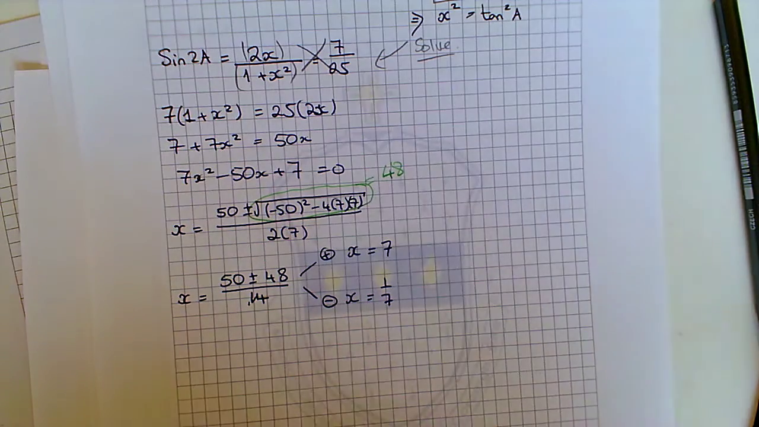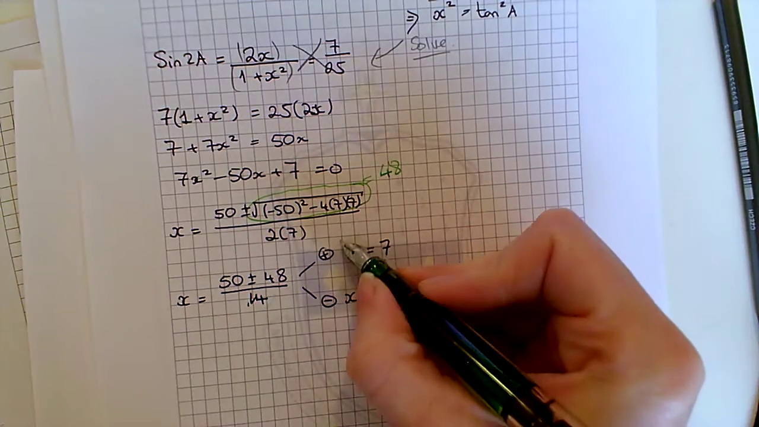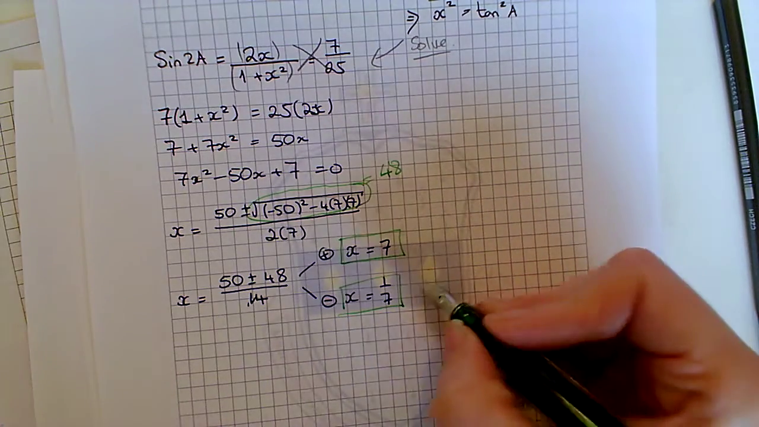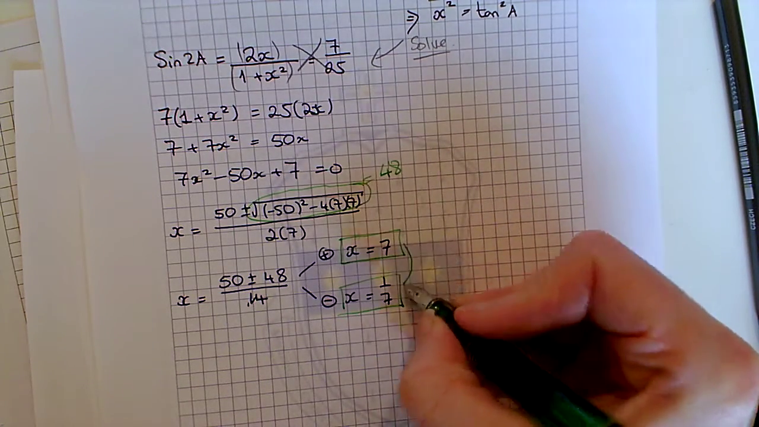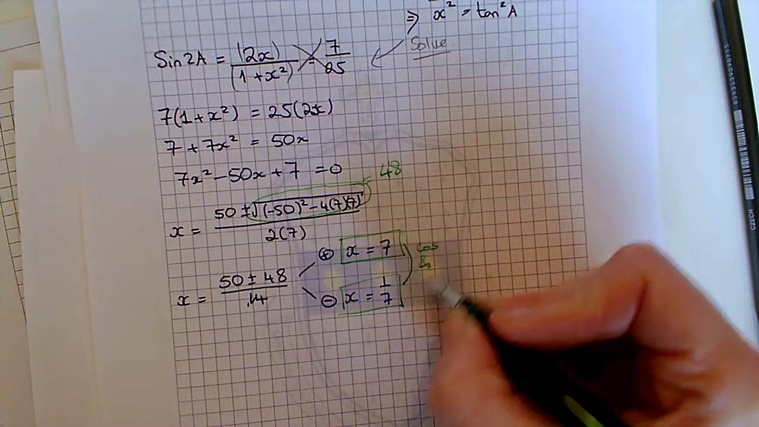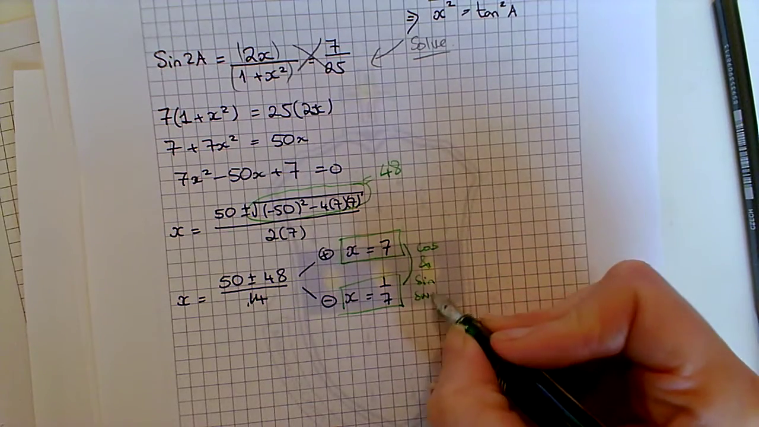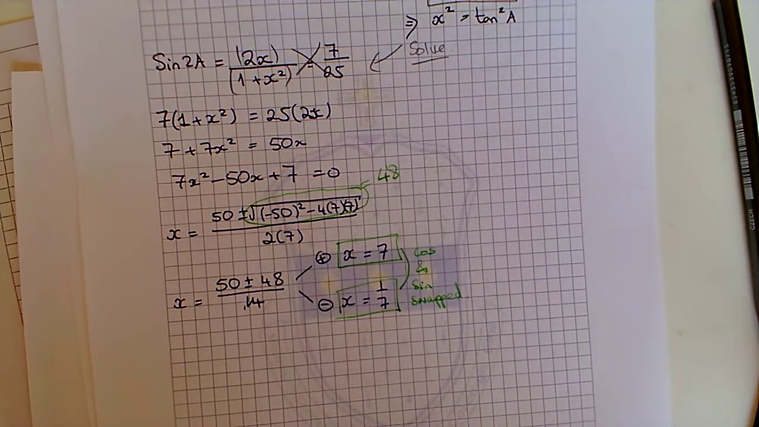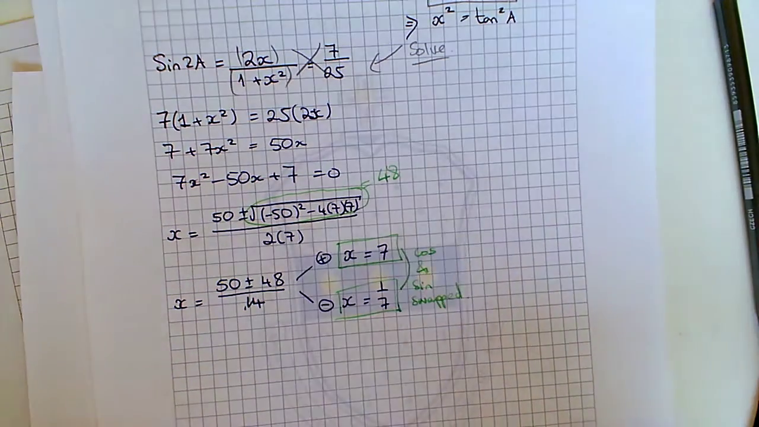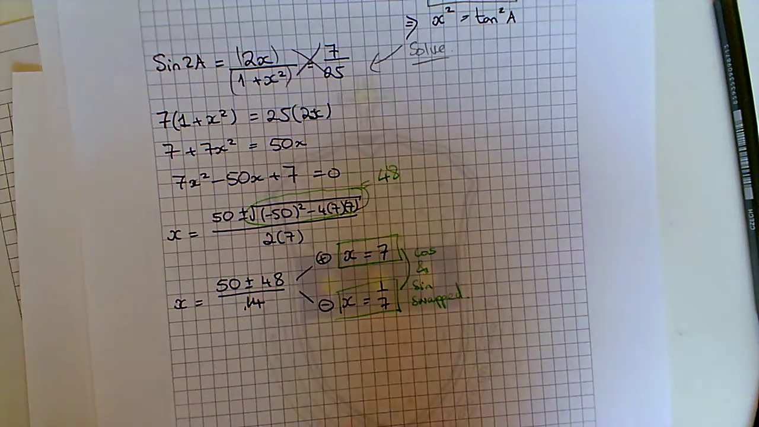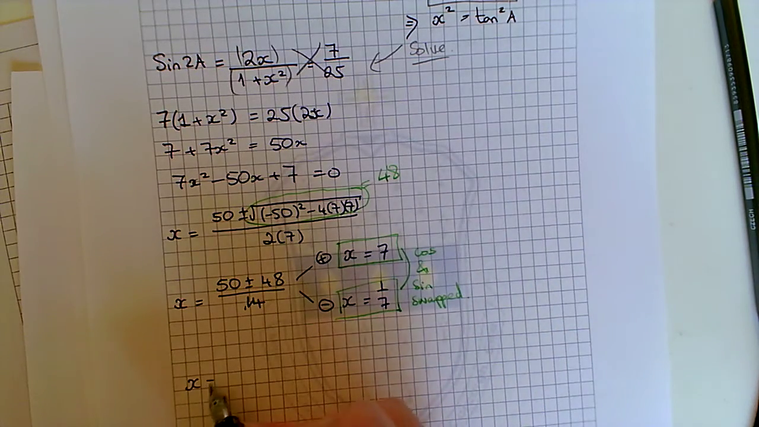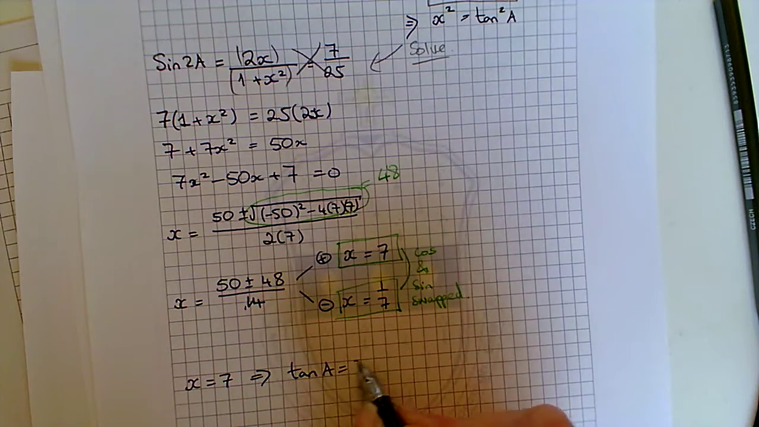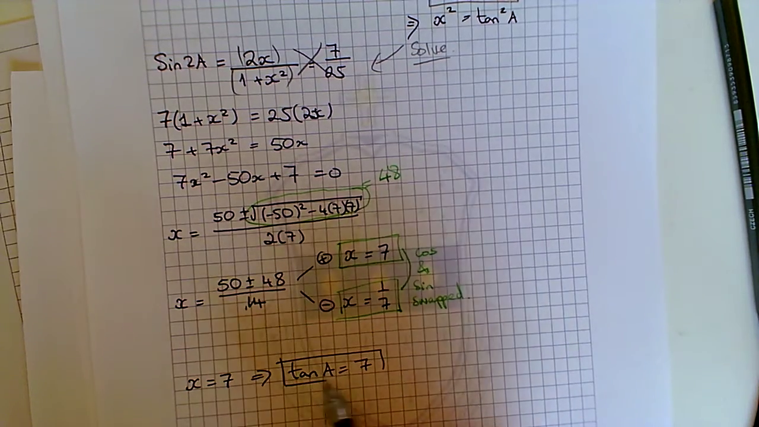What happens is, and I'll leave it up to you guys to try this yourselves, cos and sine are swapped around. That's what that means. Okay, so we have x equals 7. Let's just go with the x equals 7 at the moment. So x equals 7 means tan of my angle is equal to 7. So that's one of the values.